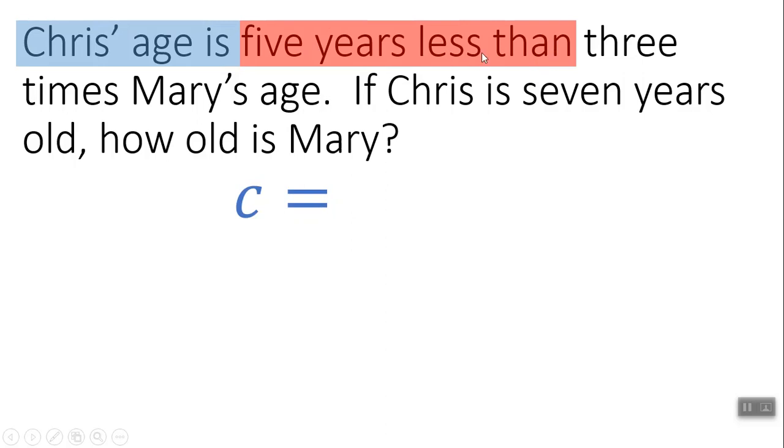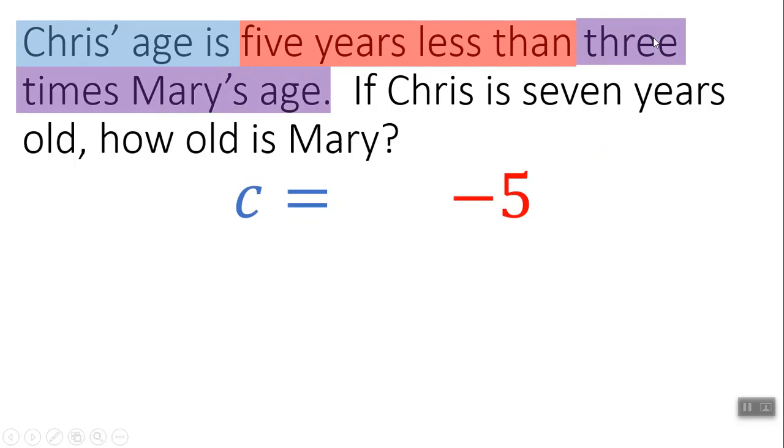5 years less than. At this point, hopefully you're quickly seeing the words less than and going, oh, this is a switcheroo phrase. 5 years less than doesn't mean 5 minus, it means something minus 5. And the thing that comes next, the 3 times Mary's age, even though it came after the words less than, since it's a switcheroo phrase, it actually goes in the front. So 3 times Mary's age.